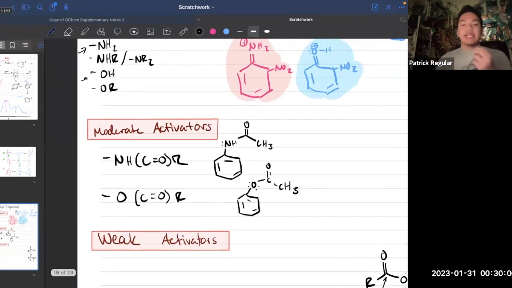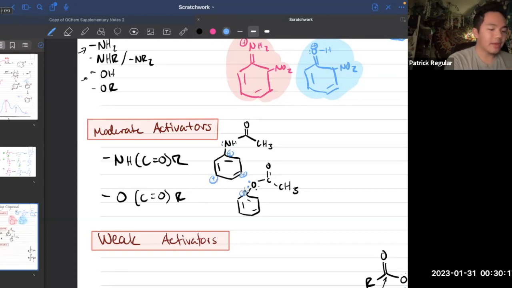So the fact that it's attached through the nitrogen or the oxygen means that it has, look at that, lone pairs. The lone pairs, when we're doing resonance structures, if it's ortho-meta-para, we put the positive charges here. And the lone pairs can thus donate and form more resonance structures, which is why it's more favorable.